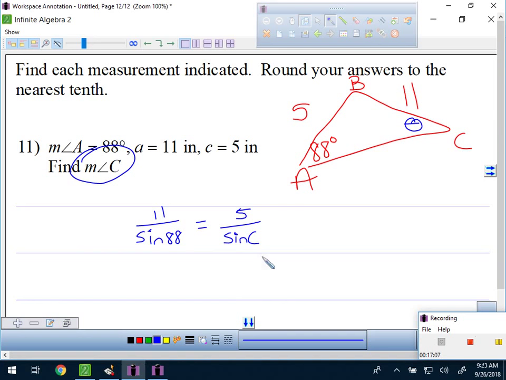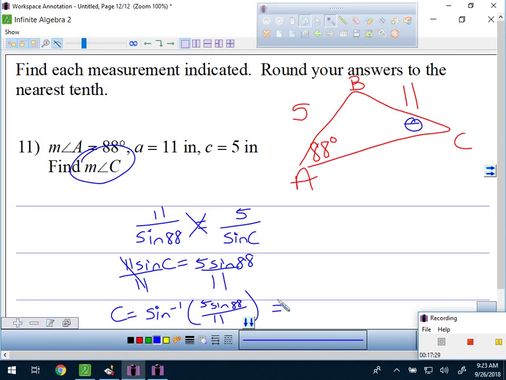Now, keep in the back of your mind, you're trying to find an angle, so you know you're going to do inverse. So cross multiply, you get 11 sine of C equals 5 sine of 88. Divide by 11, and here's where the inverse comes in handy. Make sure you do sine inverse of 5 sine of 88 over 11, and I'm going to do that. You should get 27 degrees as your answer for number 11. And so just remember sine inverse. And again, it's multiple choice, so if you didn't get that answer or close to it, you know you did something wrong, so just go back and type it in and you'll be good to go.